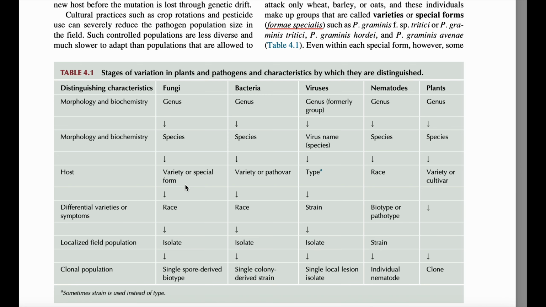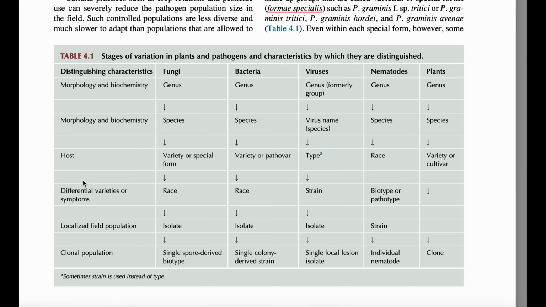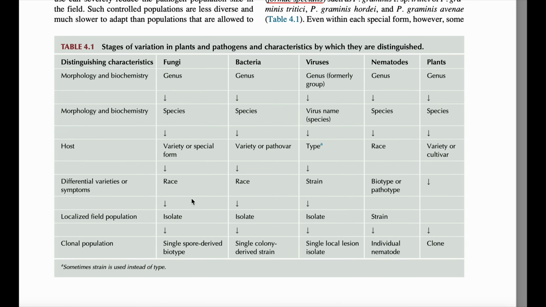Then they are subdivided into forma specialis. After that, different varieties of symptoms. Based on different symptoms, they are subdivided into race. Again, based on the localized field population, they are divided into isolate. Further, on the basis of clonal population, they are divided into single spore derived biotype.